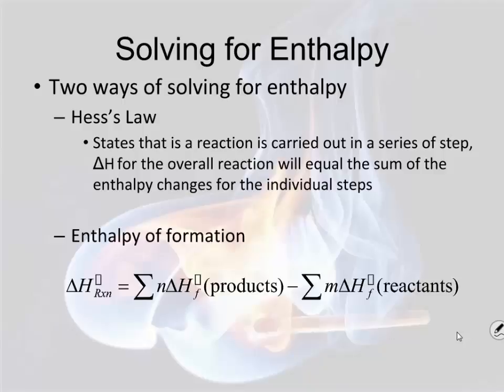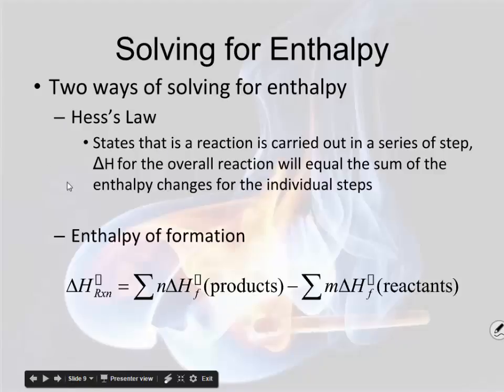Another way is that we can calculate the enthalpy of formation using this equation here. Our delta H for the reaction would be the sum of the delta H's of formation of our products times their coefficients, minus the sum of the delta H's of formation of our reactants times their coefficients. The delta H of formation, with the little f, is just in a table in the back of your textbook. We sum all of those, times them by their coefficients, and subtract them. So our products minus the reactants.